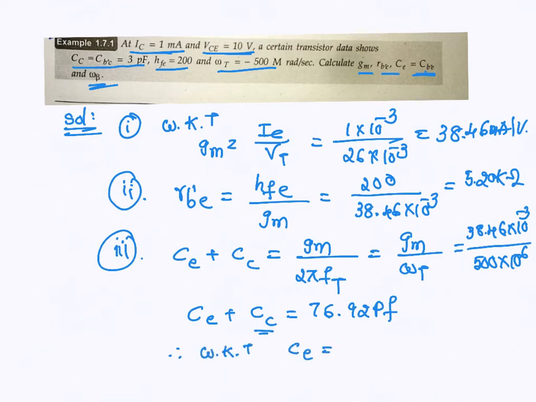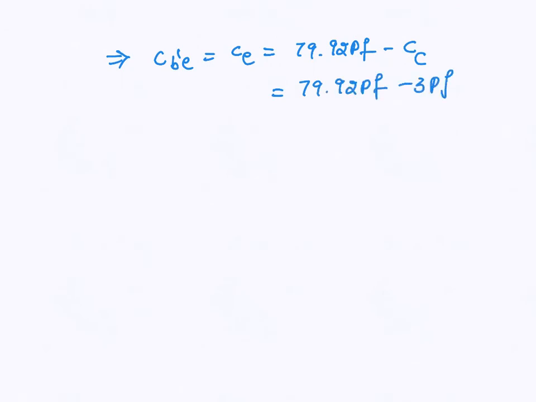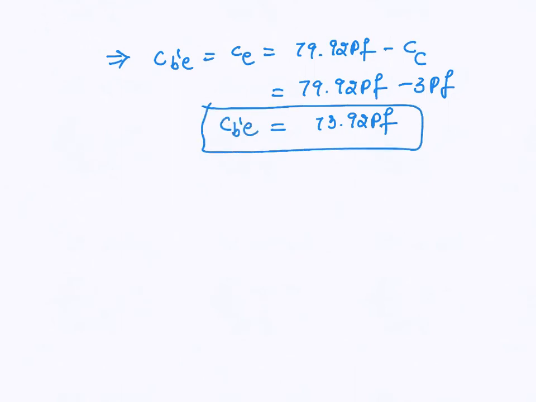In the question itself he has mentioned that the Cc value is 3 picofarads, and we know that Ce is equal to Cb'e, as given in the problem. So Cb'e, which is also equal to Ce, equals 79.92 picofarads minus Cc, which is 79.92 picofarads minus 3 picofarads. So the answer is 73.92 picofarads. So this is the value of Cb'e.